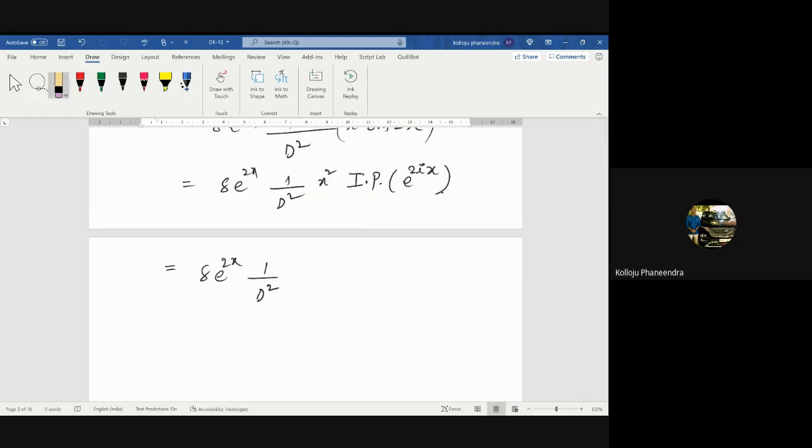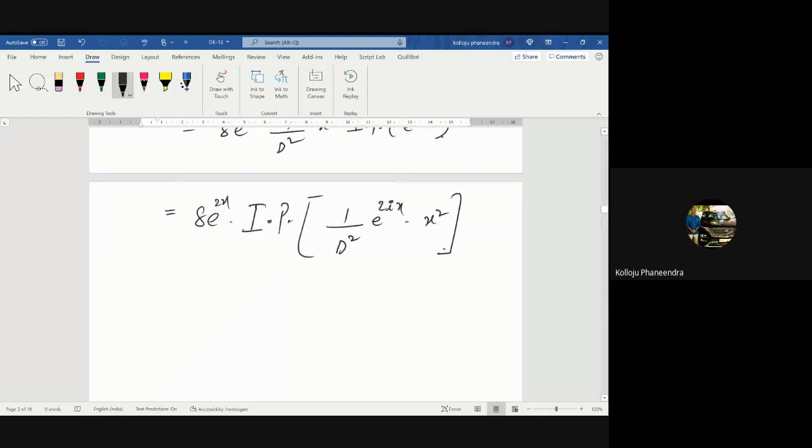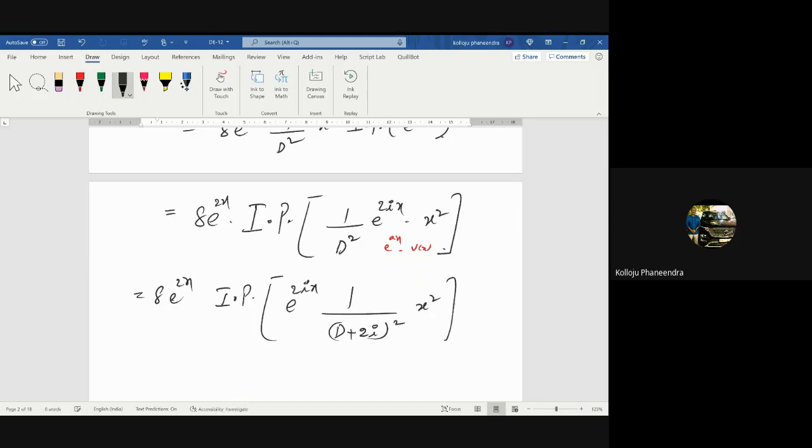You write it like this, better. 8 into e to the power of 2x, then the imaginary part of 1 by D square, e to the power of 2ix into x square. Now again, what is the model? The e power ax into V of x model, right? So again applying it, e to the power of 2ix is operated. Then replace D by what? D plus 2i, whole square, into x square.